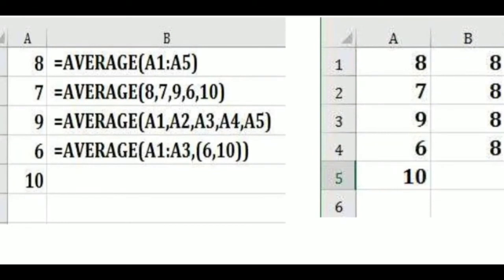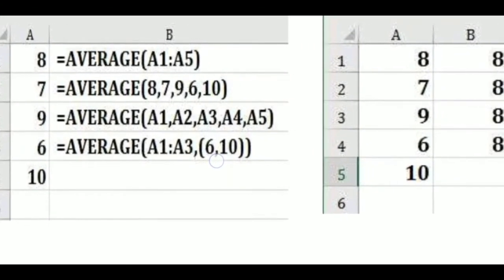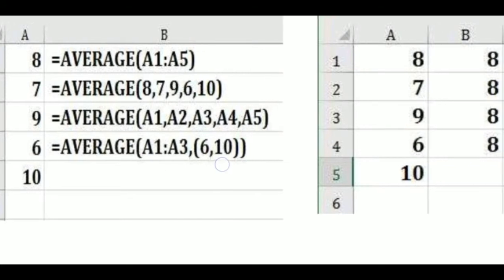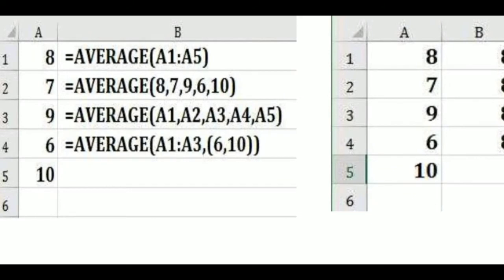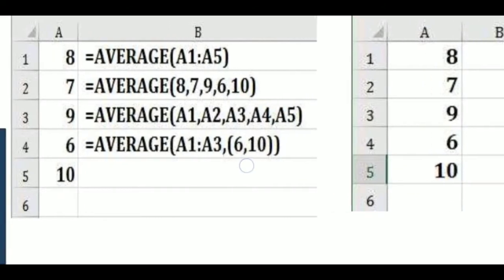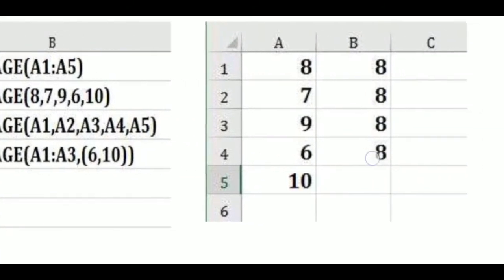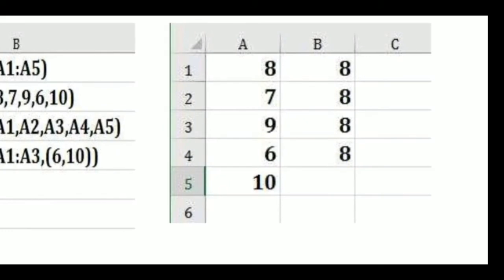This is the last method to use AVERAGE function. Write two cell references and combine these cell references with the values itself. Okay, then press enter key, you will have the result, same result over here.